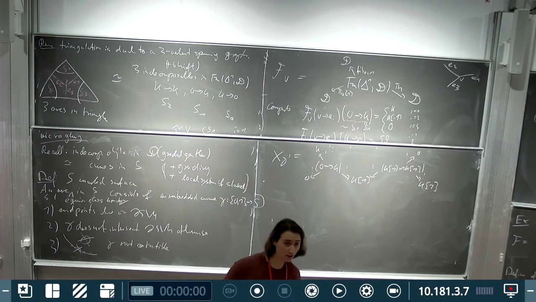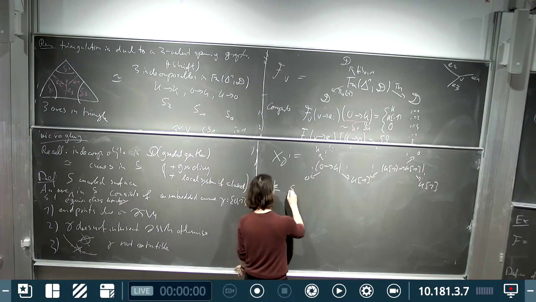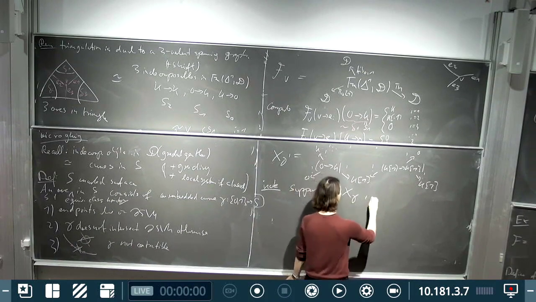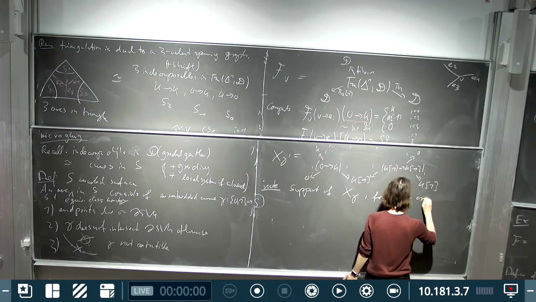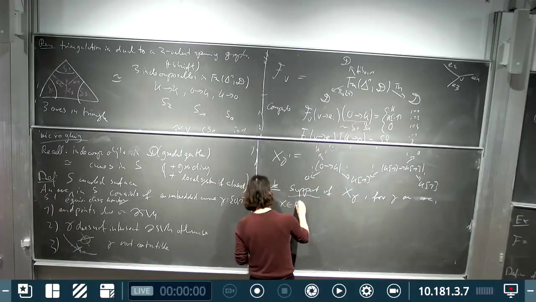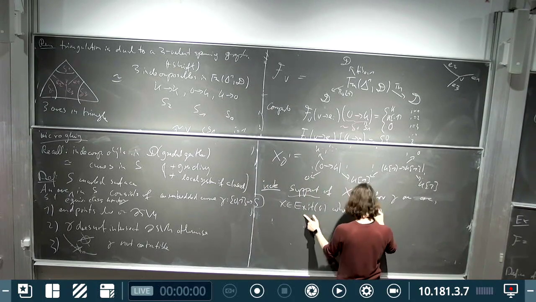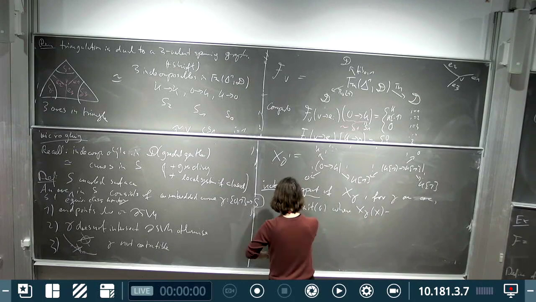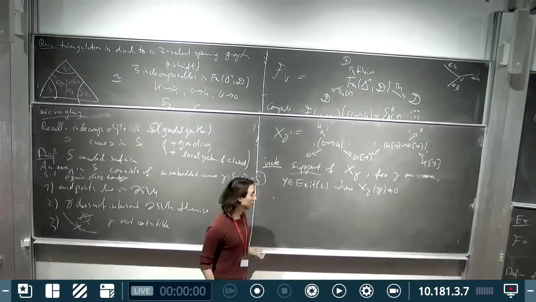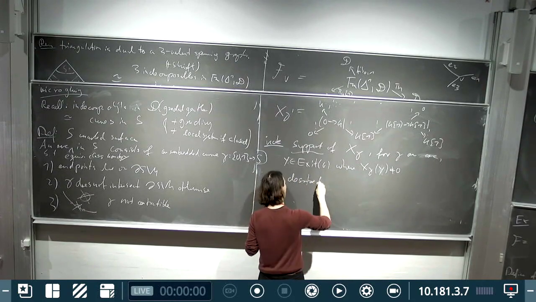So there's an important thing to observe. Note the support of x gamma for gamma an arc. So what is the support? This is the set of y where x gamma of y is not equal to 0. This is exactly described by the arc. For gamma an arc, it is described by gamma.